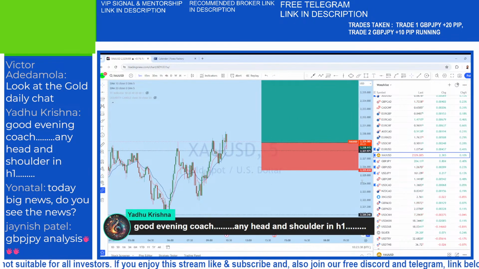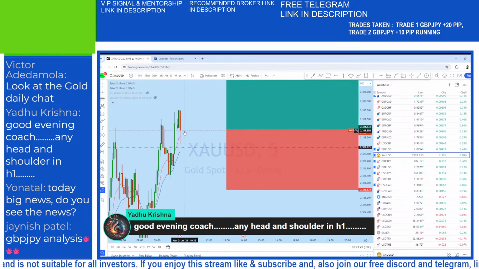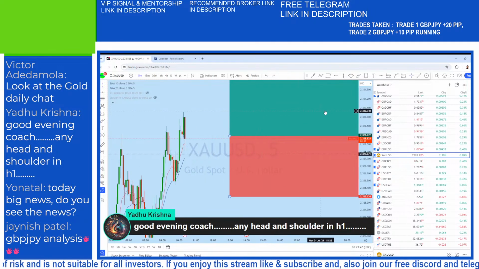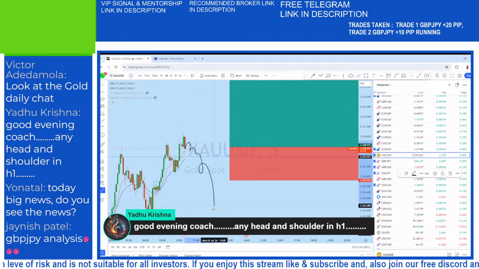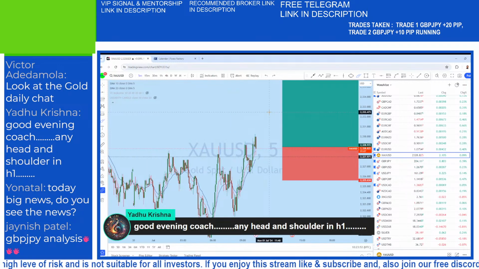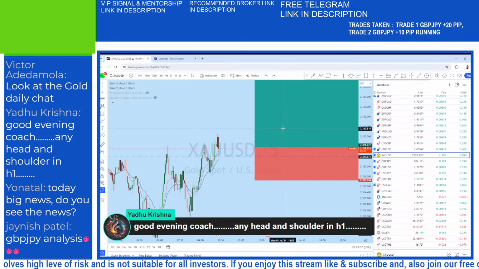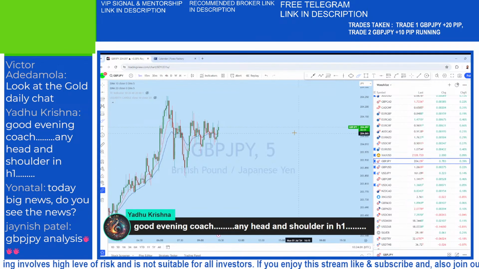Okay, 5 minutes. I want to see that this one is closing as a rejection candle, then we can expect further upside. Otherwise, we don't want to see a head and shoulder formation here again and then a bigger drop. For me, the bias is still bullish.